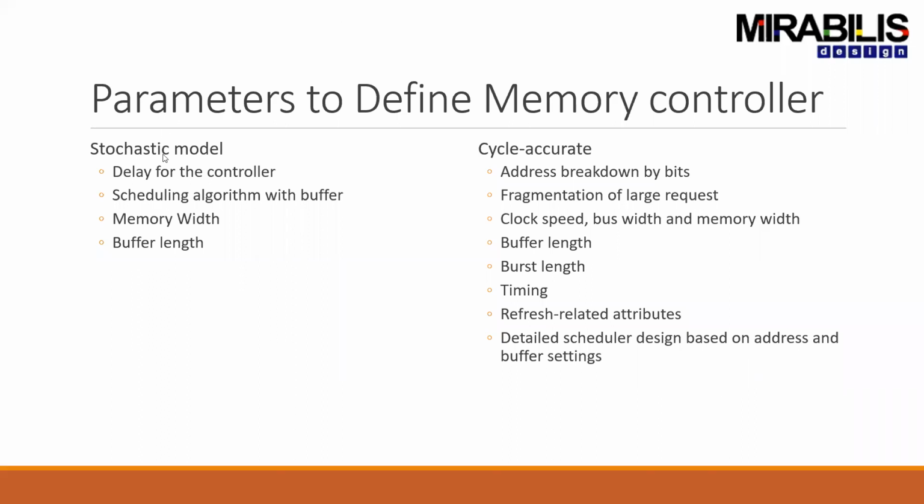Also here, in the first case, the scheduling algorithm is going to be a little more general, meaning you're only looking at reads versus writes, which page am I going to, or which bank am I going to. Like here, you have to worry about the address, you have to worry about row and column. So the details that you put into the scheduling algorithm are an increment over what you do with the stochastic model.